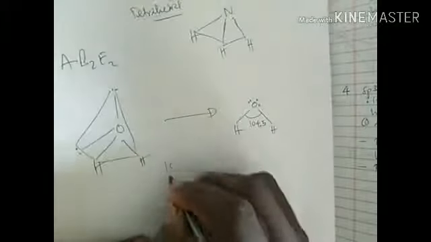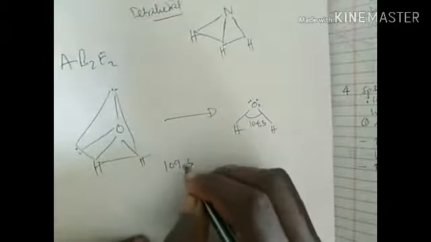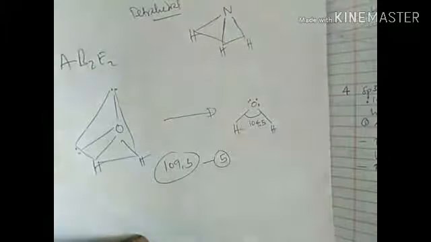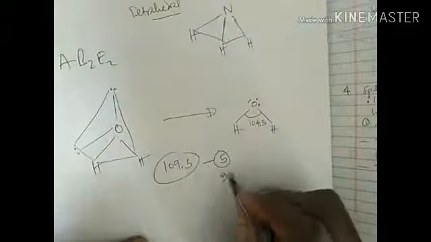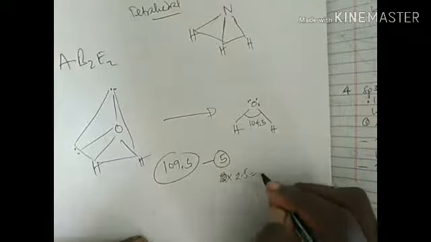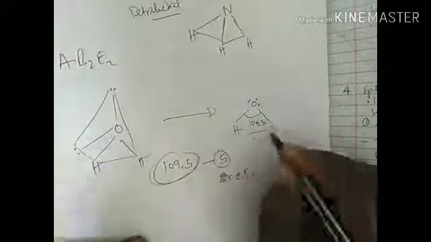Why this? Because the original bond angle was 109.5. Then we subtract 5, why? We have two lone pairs, and every lone pair decreases the angle by 2.5. 2 times 2.5 is equal to 5. Minus 5 here, you get 104.5.